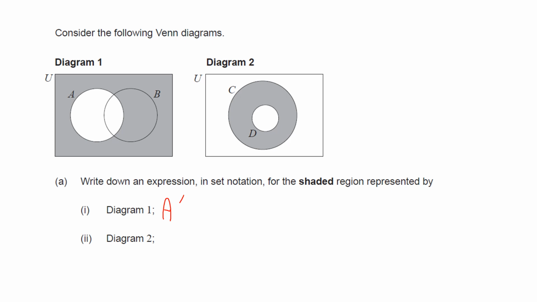Now what about diagram 2? In this case, we've got everything in C that is not in D. So this is like the cookie region, except we don't have overlapping sets. We've got a subset. So this is going to be everything in C, intersection D graph. So we write C, intersection D graph.